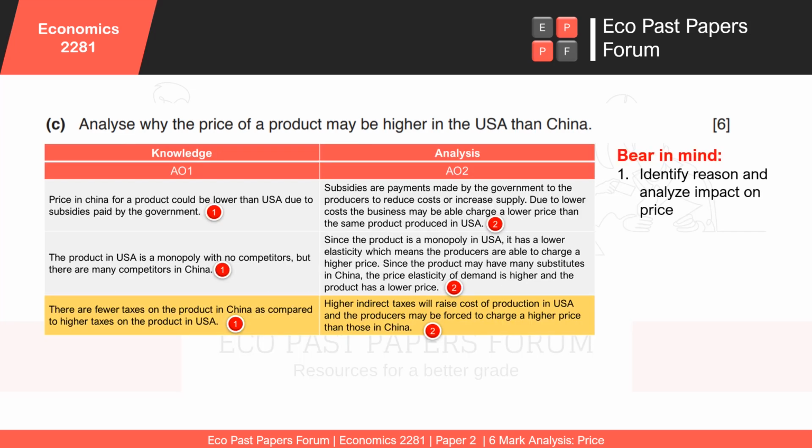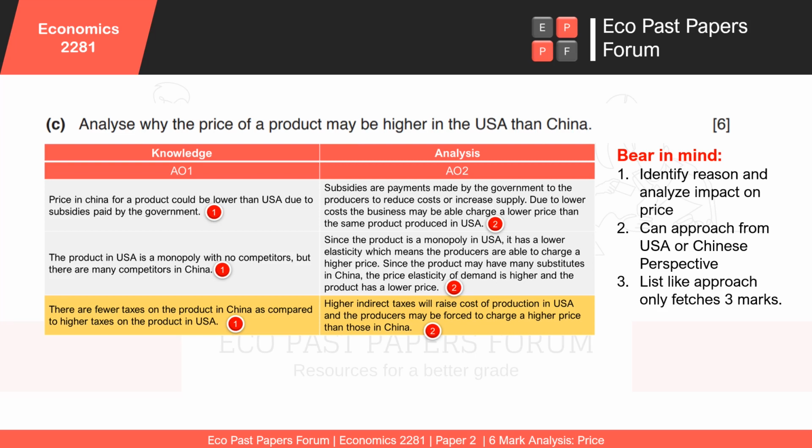First, you have to identify the reason and analyze the impact on price. Both of these ingredients have to be mentioned in order to get the maximum amount of marks. You can approach the question from both ends, either by explaining why the prices are lower in China or why the prices are higher in the USA. If you make a bullet point list like approach, you will get a maximum of 3 out of 6 marks. So these are the things which can help you in achieving a greater score on this question.